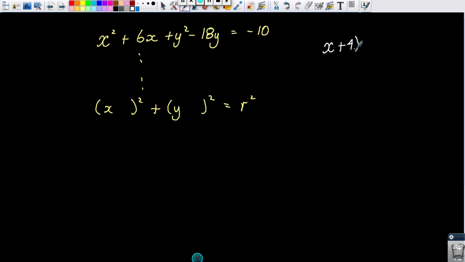X plus 4 all squared. What is that expanded? X squared plus 8x plus 16. This is what we call a perfect square. Yes? Well, it's a square. I say perfect, I just like things perfect.